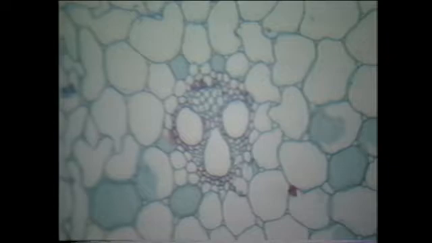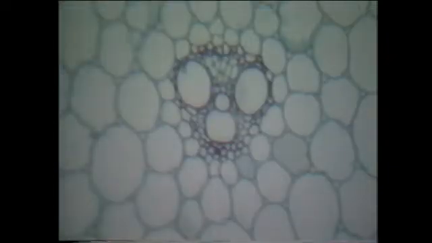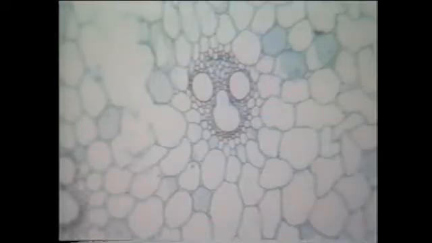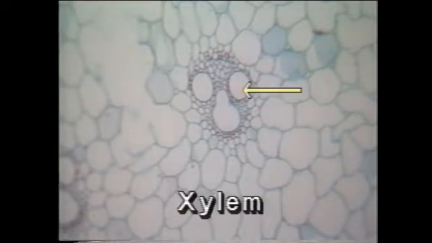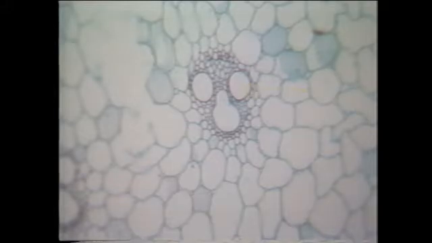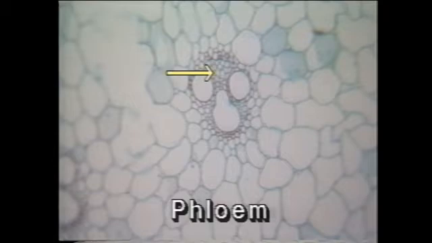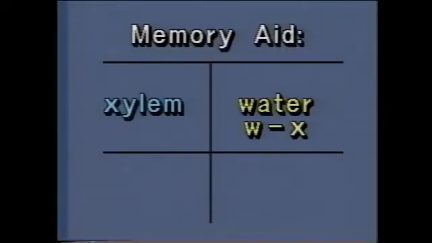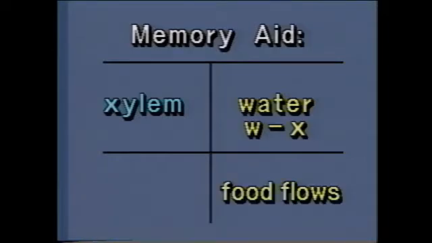Now the fun begins. When we look closely at each bundle, it looks like a tiny little face. Have your students draw pictures of these. The large tubes are called the xylem tissue. They carry water throughout the plant. The tiny tubes are called the phloem, and they carry the food. Relate water with xylem as WX in the alphabet, and remember food flows to relate the phloem to the transportation of food.